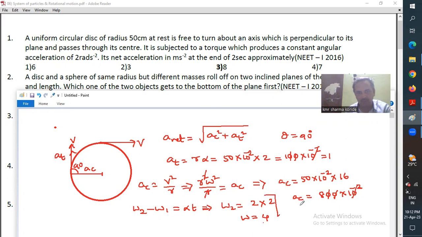So now looking for net acceleration. Net acceleration is root of AC square plus AT square. So AC square is, AC is 8, means 64, AT is 1. So this is root 65. So root 65 is close to 8 only. So the third option is correct.